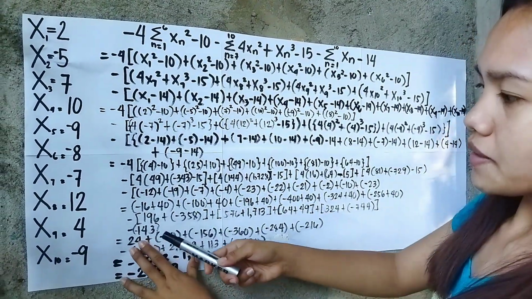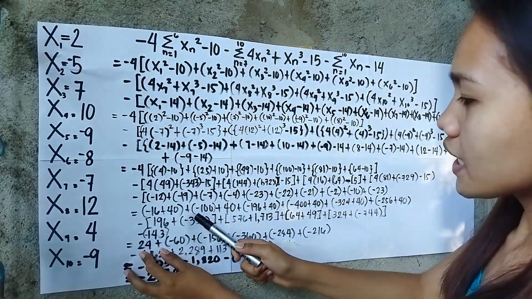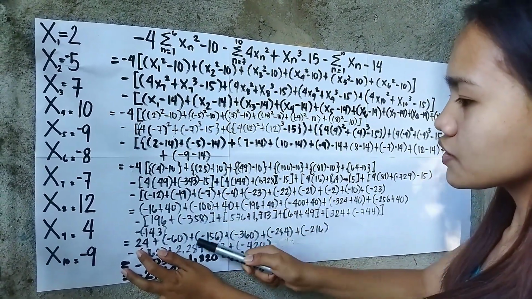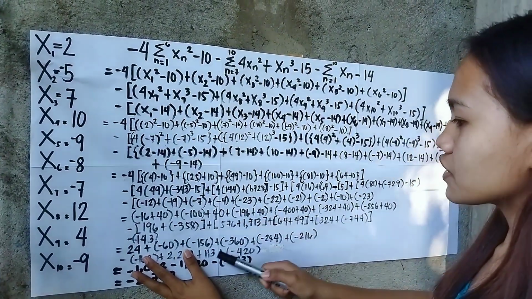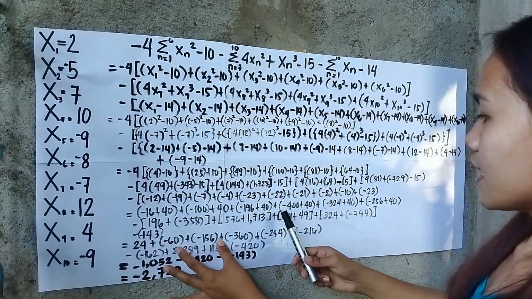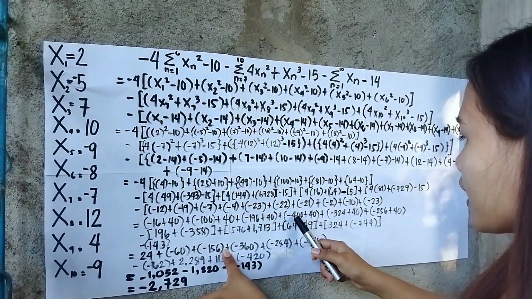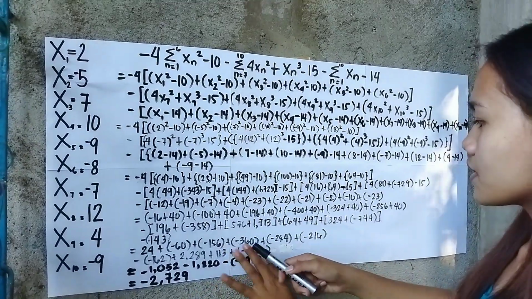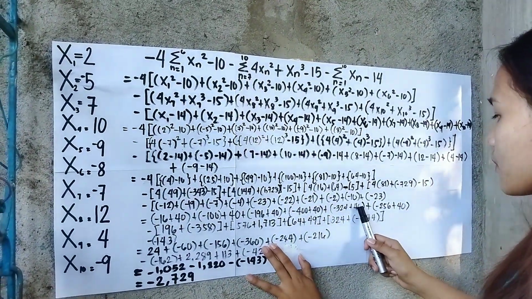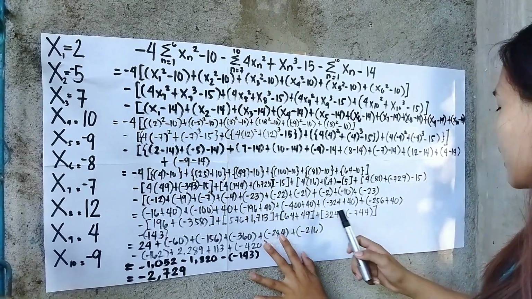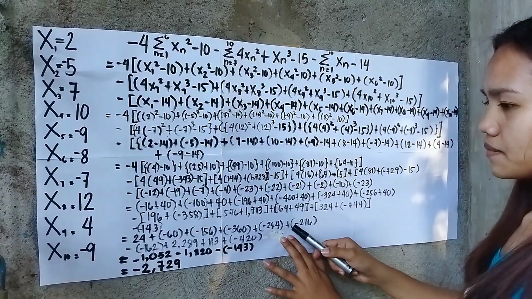Solution. Negative 16 plus 40 equals 24. Negative 100 plus 40 equals negative 60. And negative 196 plus 40 equals negative 156. And negative 400 plus 40 equals negative 360, plus negative 324 plus 40 equals negative 284. And negative 256 plus 40 equals negative 216.